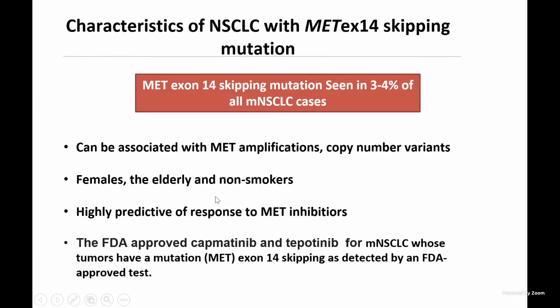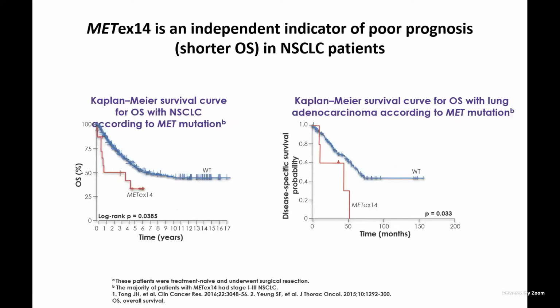The FDA has approved capmatinib and tepotinib for metastatic NSCLC whose tumors have a MET exon 14 skipping mutation, which is detected by an FDA approved test. And also MET exon 14 is an independent indicator of poor prognosis and shorter overall survival, which was established long back. And we can see on the Kaplan-Meier survival curve for overall survival, there is a prognostic separation of the curves when there was a MET exon 14 skipping mutation as compared to wild type.